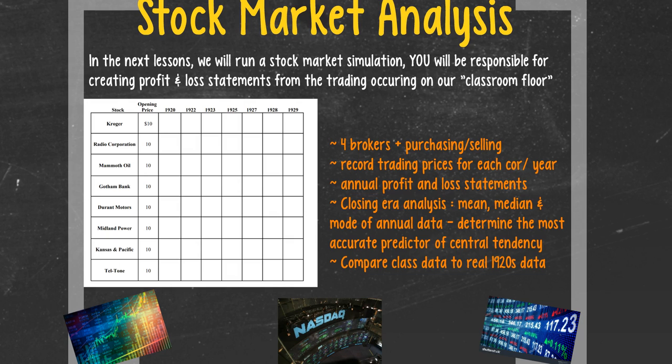Lastly, in the end, we're going to go ahead and take our profit and loss statements for each year and compare that to everybody else, all of our peers' evaluations in class, and develop the mean, median, and mode for each annual closing price. Once we're done developing our predictors for our in-class simulation, we're going to compare that to the real data of the 1920s stock market.